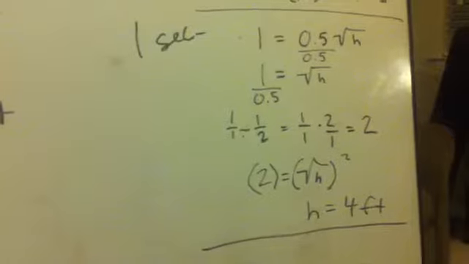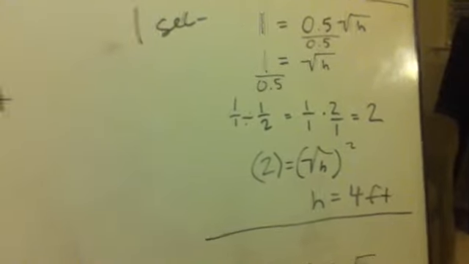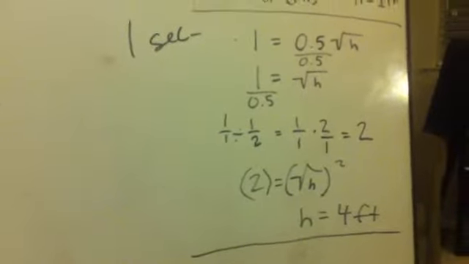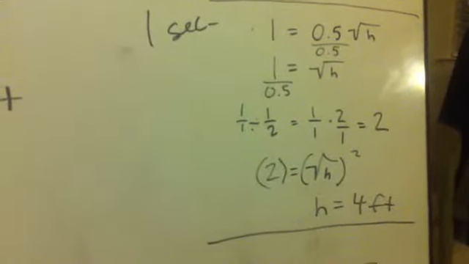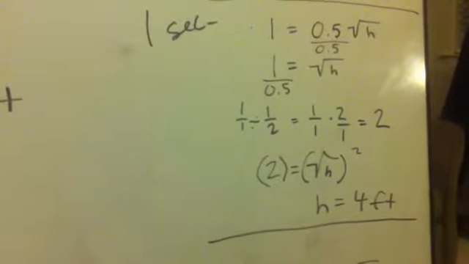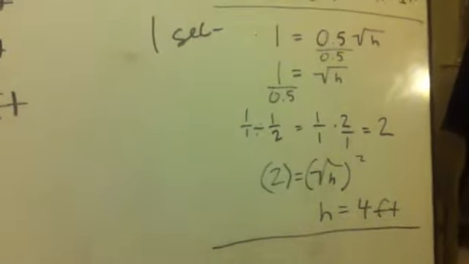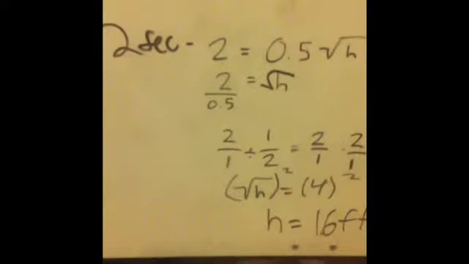And then 1 divided by 1/2, you do the reciprocal of that. So it's 2 over 1, which equals 2. And 2 equals the square root of h, and then you have to square it on both sides, and h equals 4. Find David's height at 2 seconds.